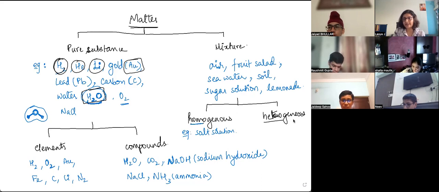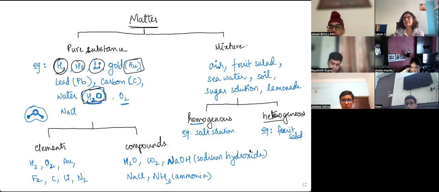Heterogeneous is not like that. Heterogeneous means it's not evenly distributed. It's like the opposite of homogeneous. So if you take a fruit salad that's not properly made, you can have a situation where all the grapes are on one side and the rest of the fruits are randomly placed. That can happen, right? So that sort of a mixture is a heterogeneous mixture, where it's not uniformly distributed. Okay.